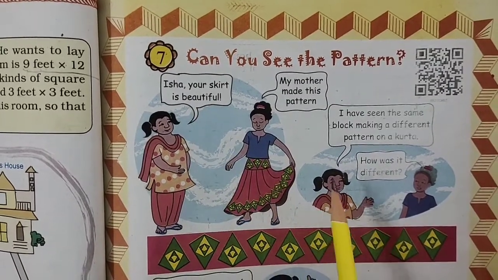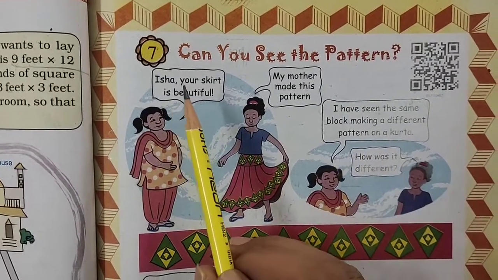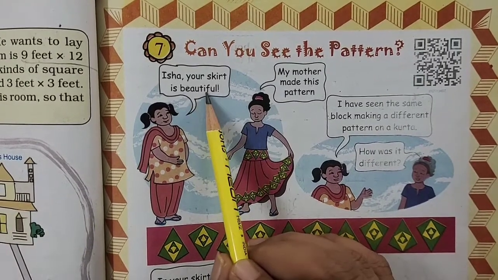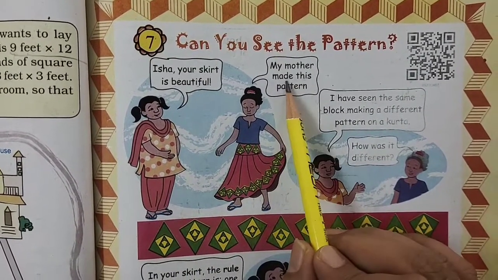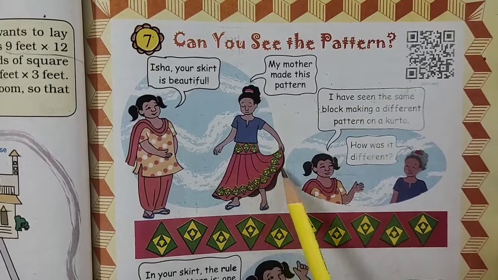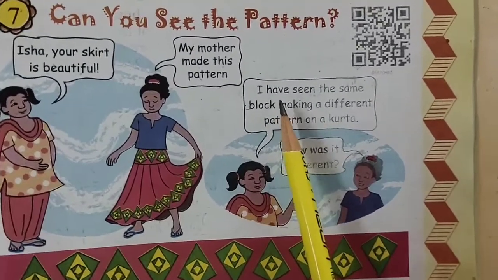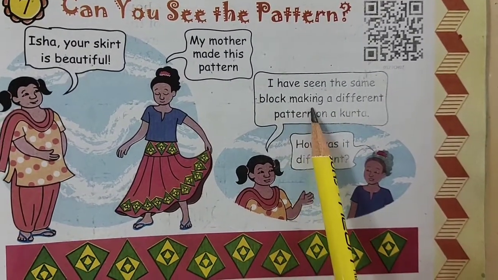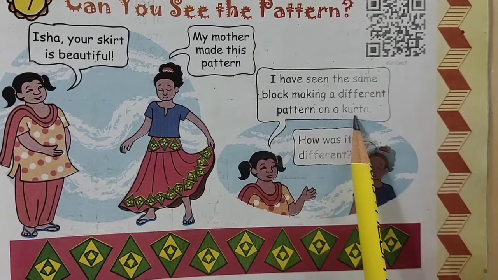Let's read what is being given here, the dialogues. Isha, your skirt is beautiful. My mother made this pattern. Her mother made this pattern. I have seen the same block making a different pattern on a kurta.